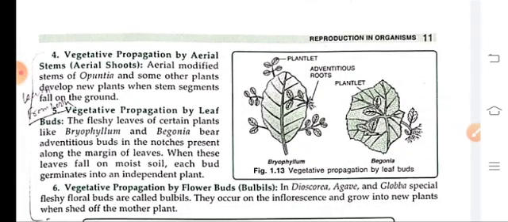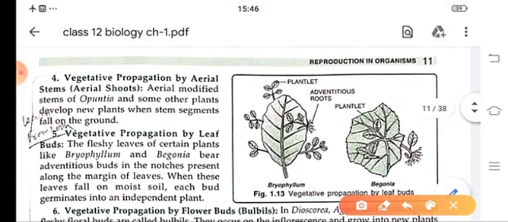Now vegetative propagation by aerial stems. See here. So aerial modified stems of Opuntia and some other plants develop into a new plant when stem segments fall on the ground. Now vegetative propagation by leaf buds is very common, like in Bryophyllum and Begonia. So the leaf margins have small plants in them, they have adventitious buds, and in these notches these adventitious buds give rise to a new plant from the leaf.